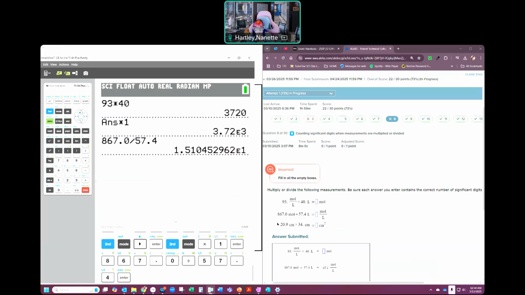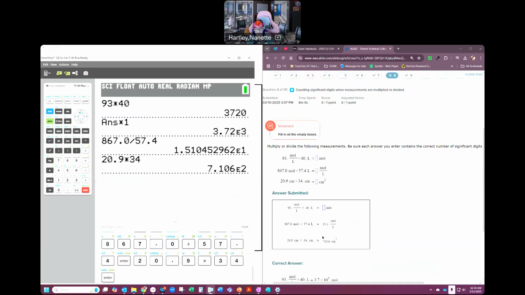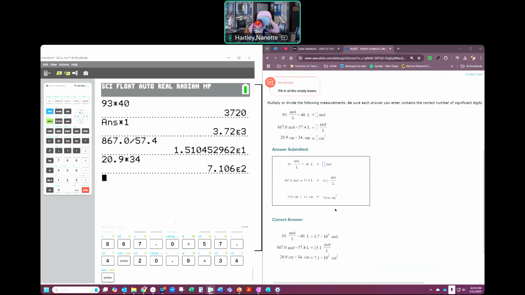Okay. For the 20.9 times 34, I end up with 7.106 E2. So again, 2 sig figs here, 3 sig figs there. I would report this as 7.1, 2 sig figs, times 10 to the 2. And again, it's one of those things where 7.1 times 10 to the 2, 15.1.